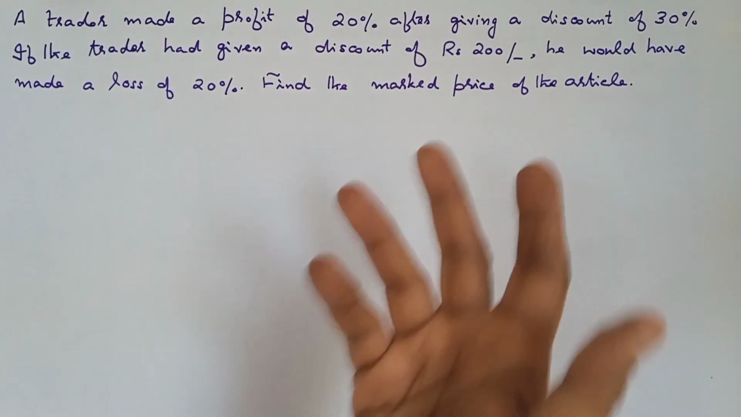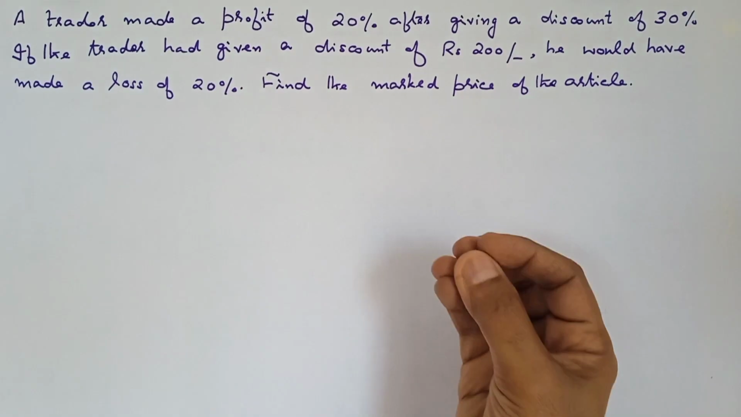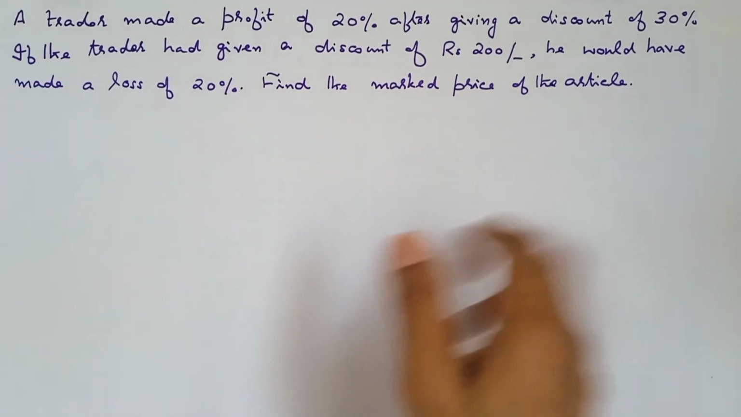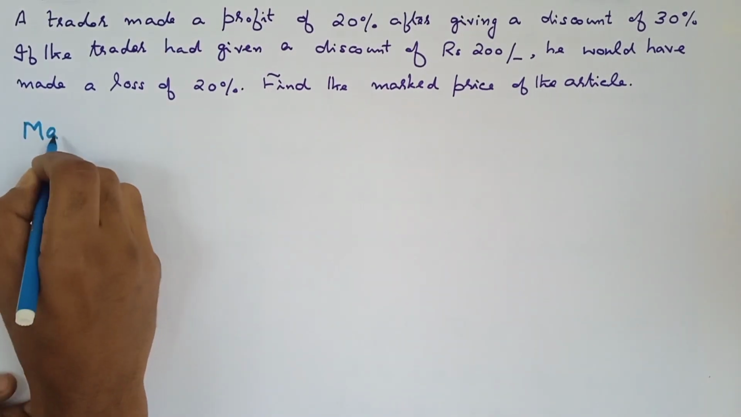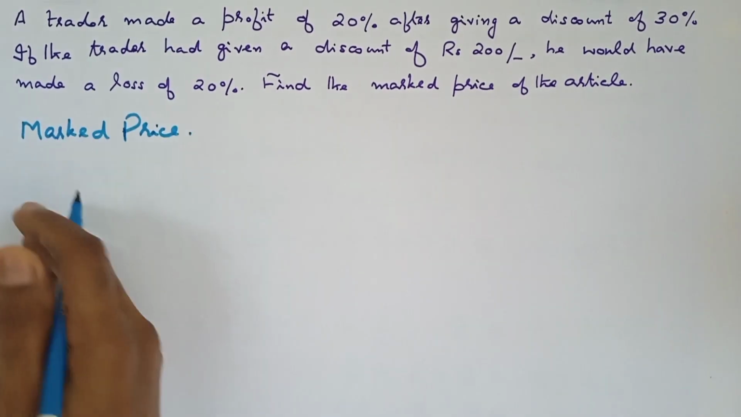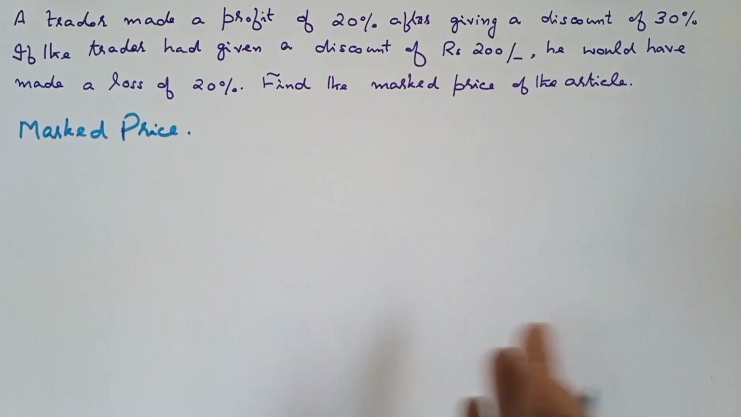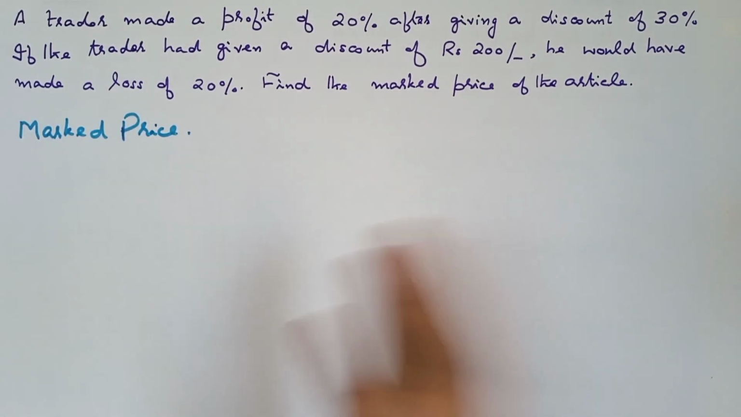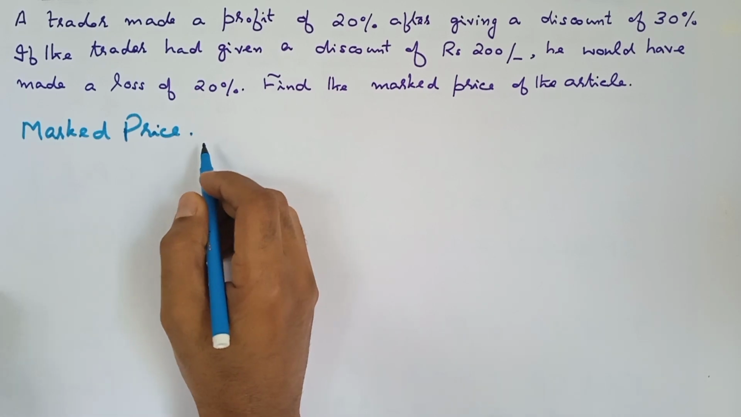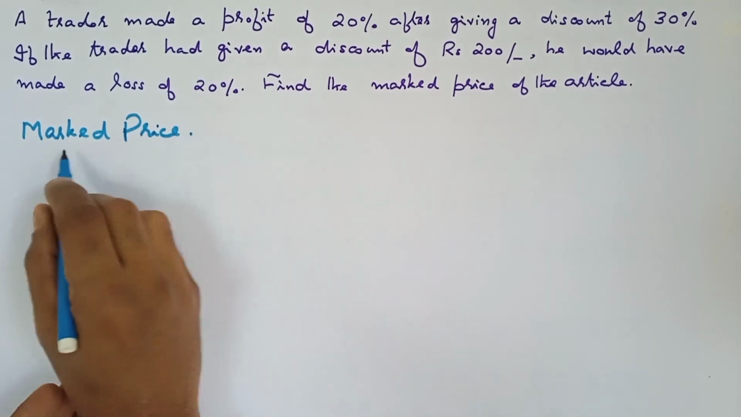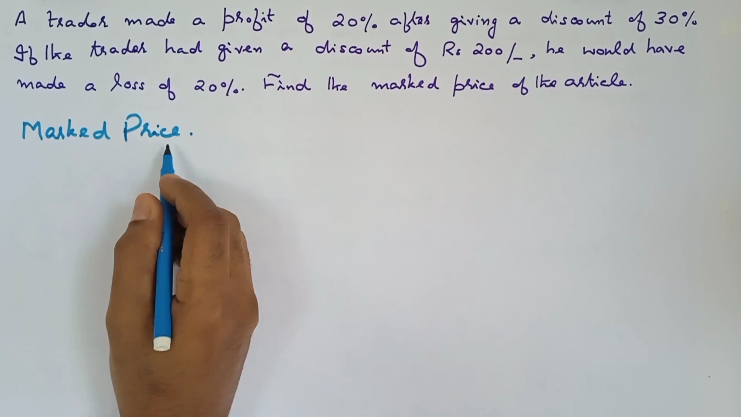This problem, as you can see, involves a simple concept of marked price. So let me go through that concept before discussing the solution of the problem. What is a marked price? See, for example, if you walk into a showroom dealing in consumer goods, you will see every product marked with a price. There is a price tag on each product. That's what we mean by marked price.